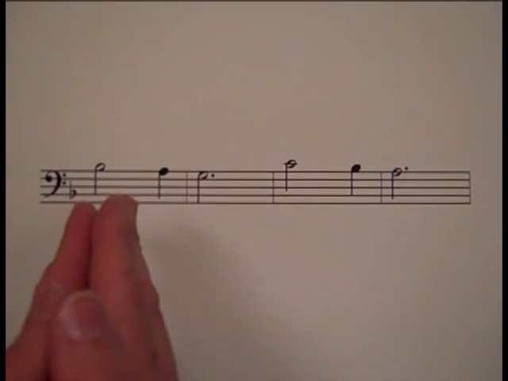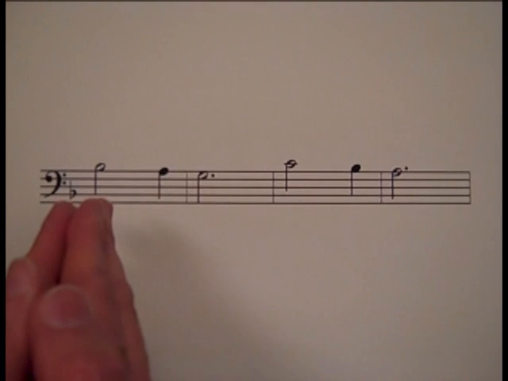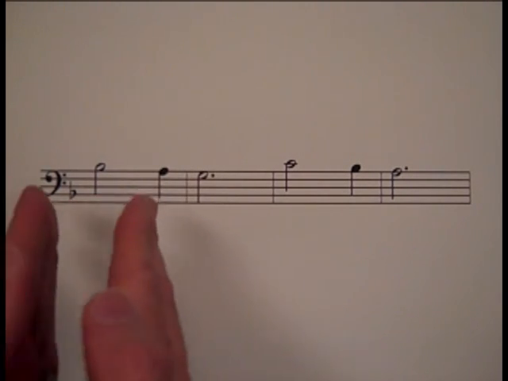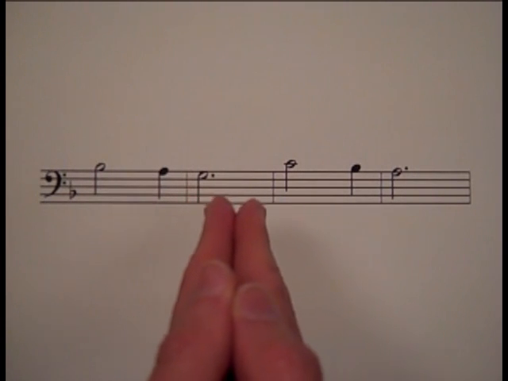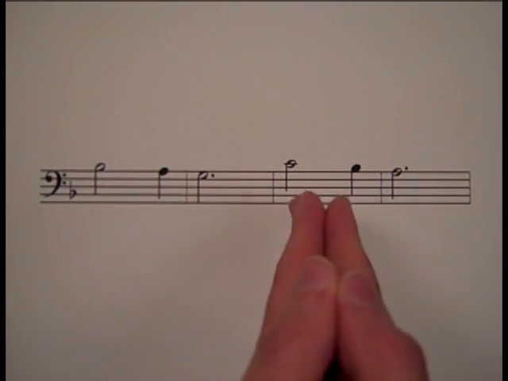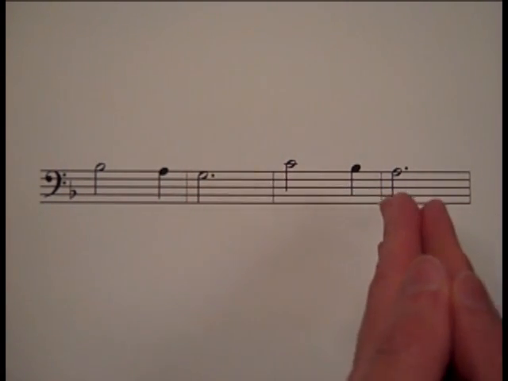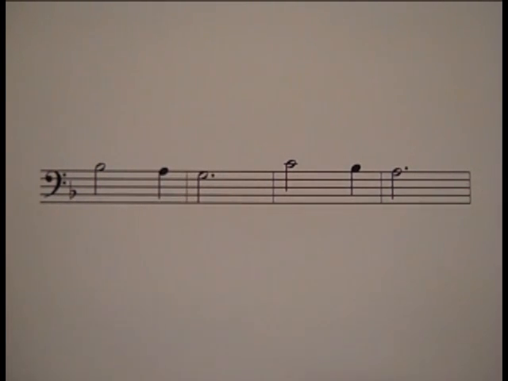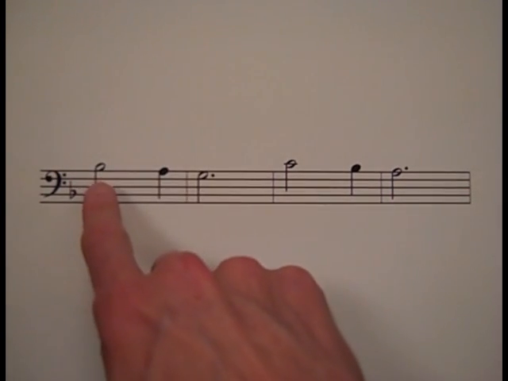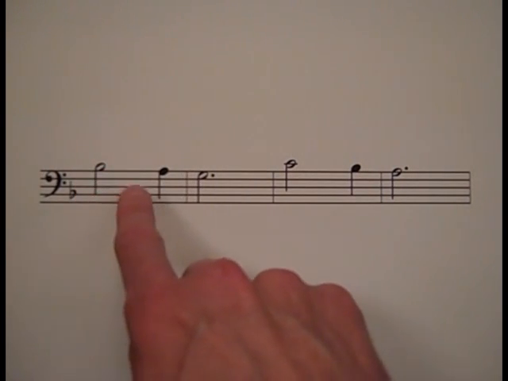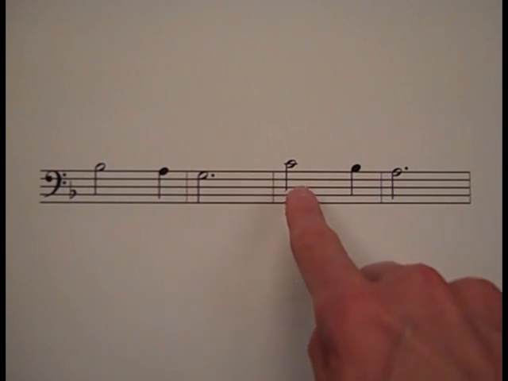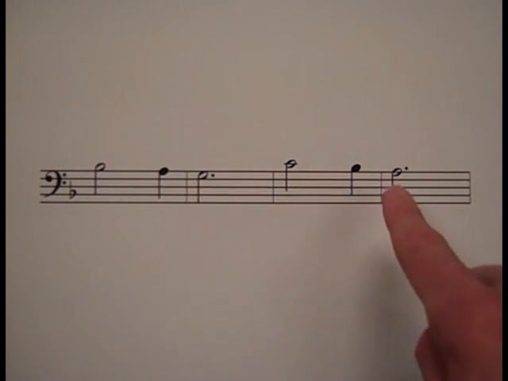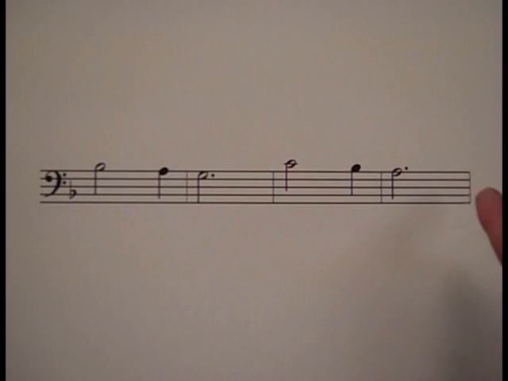Let's try clapping the rhythm and counting the beat. Ready, go. 1, 2, 3. 1, 2, 3. 1, 2, 3. Now you try by yourself. Clap and count the beat out loud. Go. 1, 2, 3. 1, 2, 3.